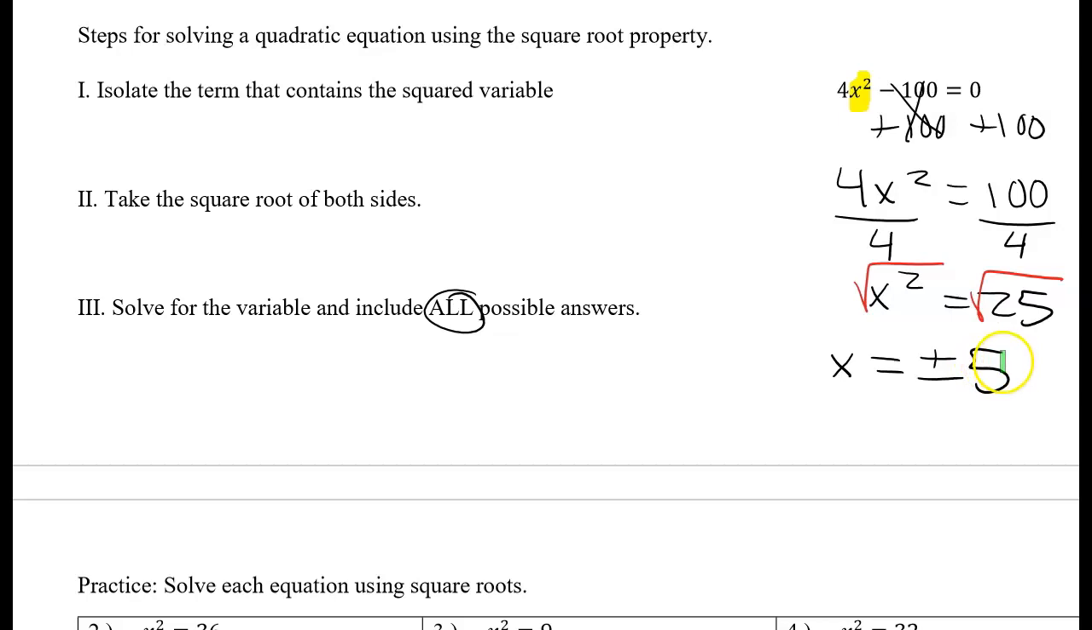So whenever you're solving by taking square roots, don't forget at the very end you see the symbol right here, plus or minus. That means that both positive and negative 5 are possible answers for this particular equation. Okay, let's do a couple more.